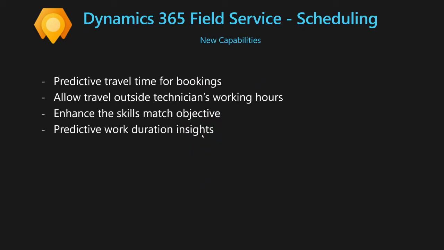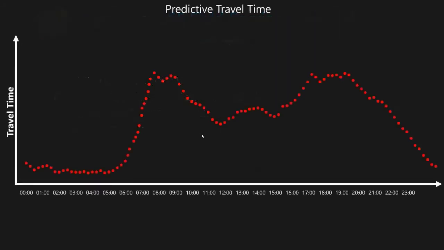There are about 4 big areas that we invested: predictive travel, travel outside working hours for flexible work hours for technicians, and then how do we enhance some of the skills match, and the insights, where we are starting to invest pretty heavily with the data science, with your data, historical data, starting with predictive work duration. So let's jump into this. So the first one is predictive travel, travel time when we do bookings. We all know that there is peaks and valleys in the traffic, depending on the geography of where you are servicing, typically during the commute hours.